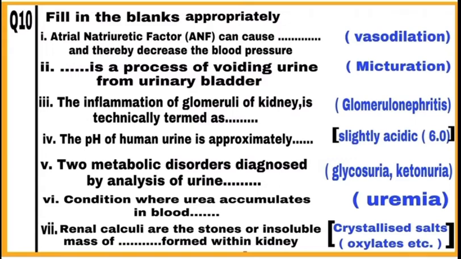Number 5. Glycosuria and ketonuria are metabolic disorders which can be diagnosed by analysis of urine. Number 6. Condition where urea accumulates in blood. This condition is called uremia. Number 7. Renal calculi are the stones or insoluble mass of crystallized salt like oxalates formed within kidney.